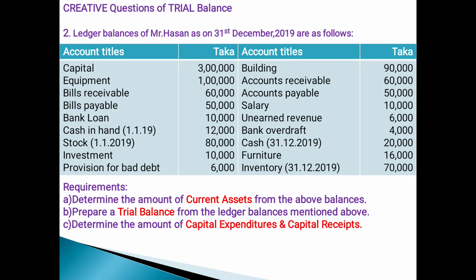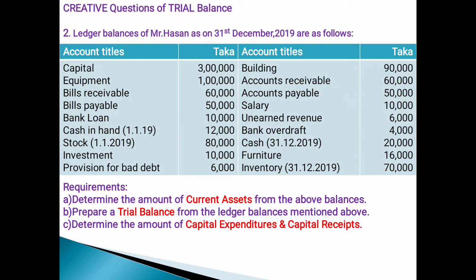Bills receivable Taka 60,000. Bills receivable is one kind of current asset or short-term asset. From the rules and procedure of preparing a trial balance, bills receivable is one kind of asset, and all assets are debit. So bills receivable is debit in the trial balance for Taka 60,000. Bills payable Taka 50,000. Bills payable is one kind of current liability or short-term liability. You know, from the rules, all liabilities are credit. So bills payable is credited in the trial balance for Taka 50,000.